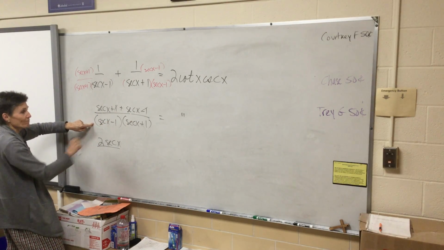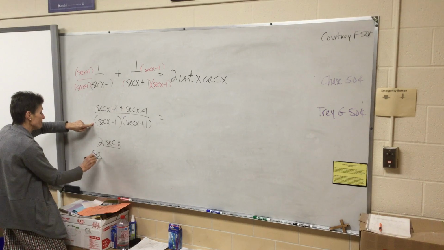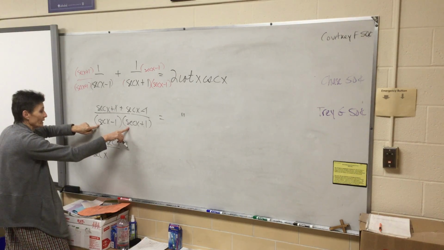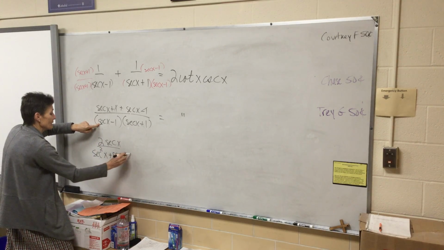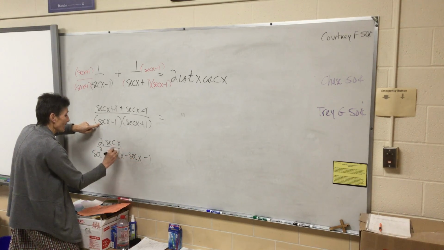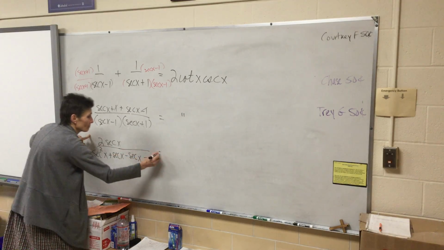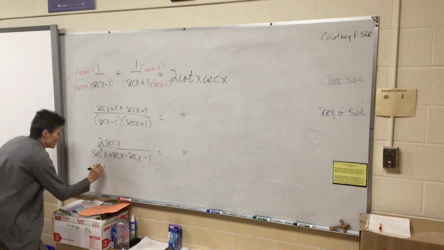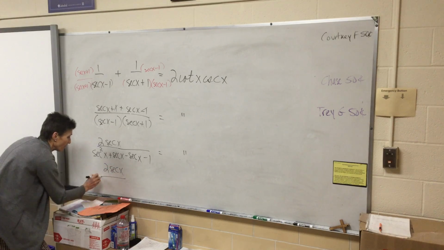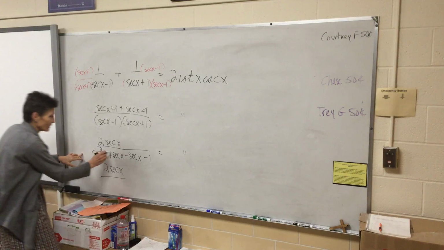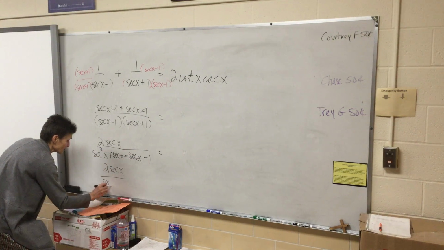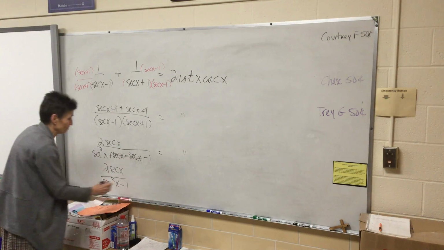Over, and I think I'm going to go ahead and FOIL that out. So that's going to be secant squared. I'm foiling now, regular FOIL, first, outside, inside, last. So I've got my 2 secant on the top, and then on the bottom, these are going to cancel, and I have secant squared minus 1.